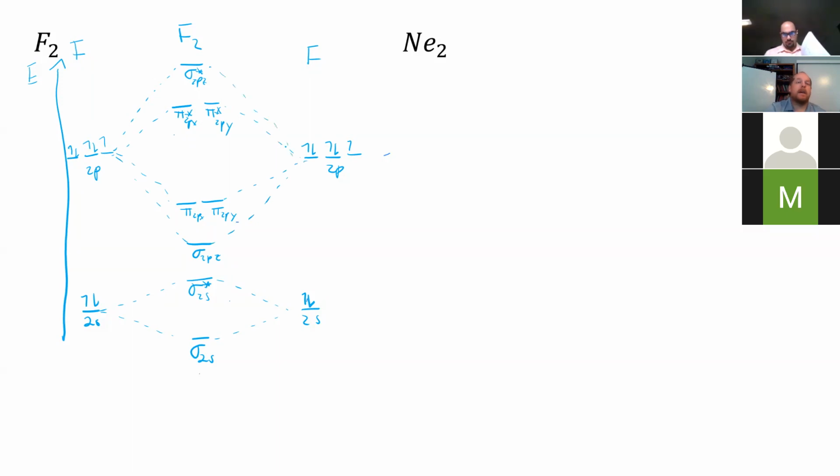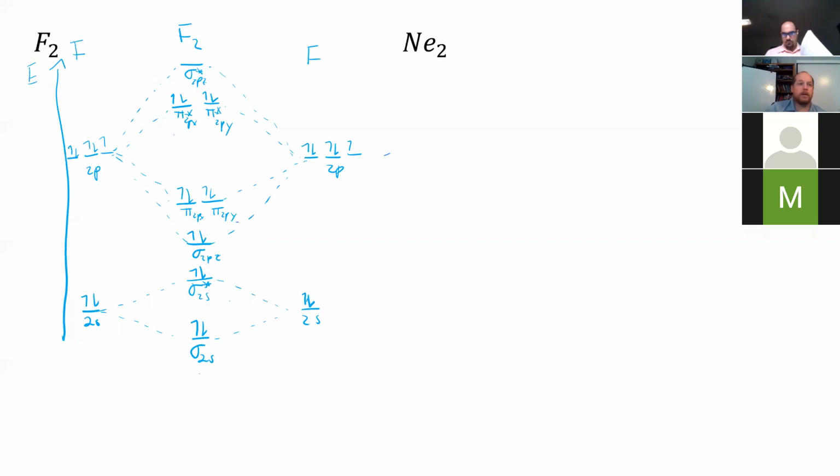And we've got 14 electrons to fill in, 7 from each fluorine, so we can fill from the bottom up. 1, 2, 3, 4, 5, 6, 7, 8, 9, 10. And we start to fill our pi star electrons, 11, 12, 13, 14.